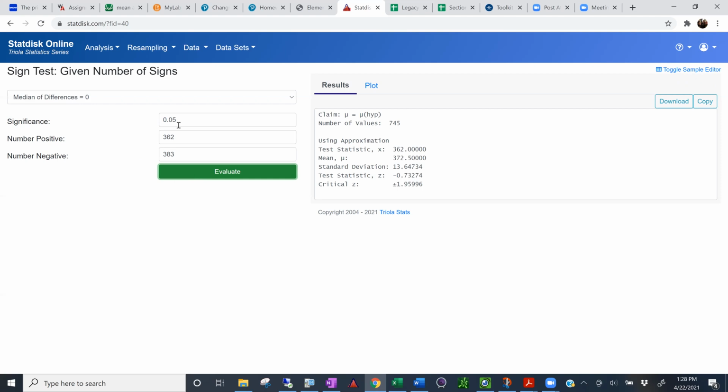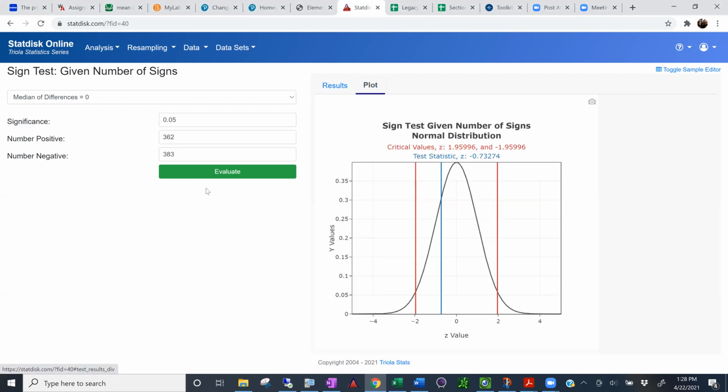But it might be hard to decide if you're going to reject or fail to reject from here. So what can we do? What should we do, maybe? Look at the plot. And what's the plot telling you? Fail to reject. Good. Fail to reject H naught. Nice.